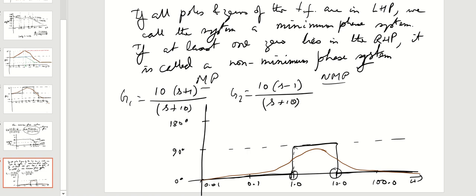On the other hand, if you draw for the non-minimum phase system, what happens? As omega is very small, the denominator will not contribute much. But what about the numerator? It will contribute 180 degrees. So it starts basically from here. If I want to draw this for the second one, I would draw here 180 degrees.